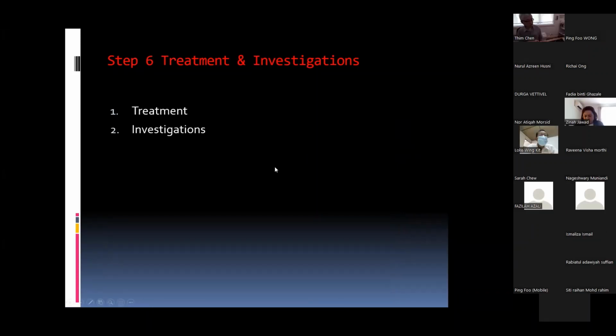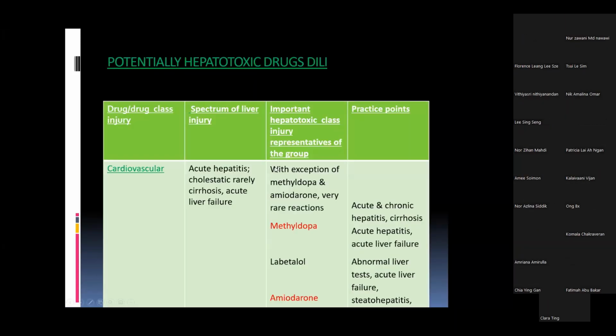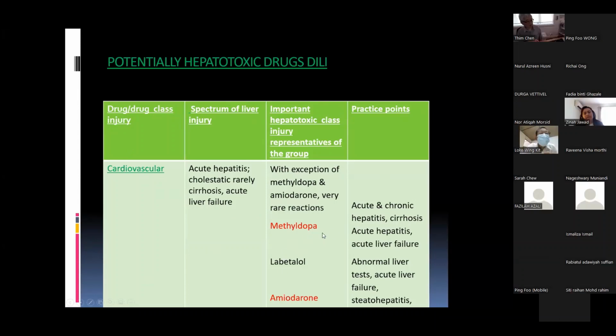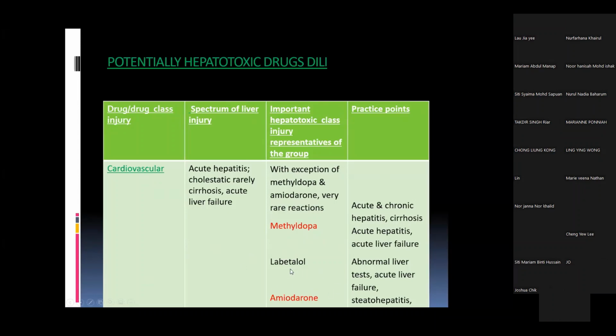So treatment and investigations, we go to treatment. I'll just give you a few examples of drugs that can cause liver problems. If you find out the drug, the spectrum, and the side effect, then you can more or less work it out, like methyldopa, labetalol, amiodarone. Amiodarone is another favorite question for the exam because it can cause thyroid issues and a bluish pigmentation. Amiodarone seems to be a common multiple choice question or KFP for the exam because it has multiple features.